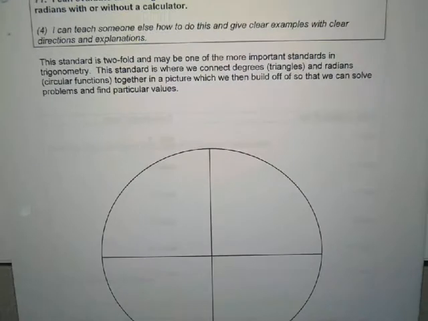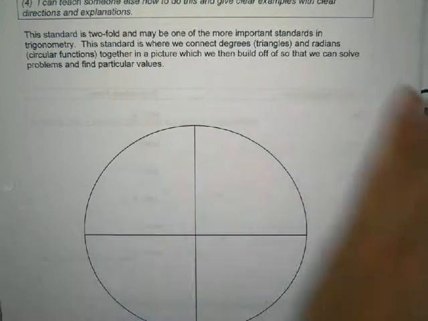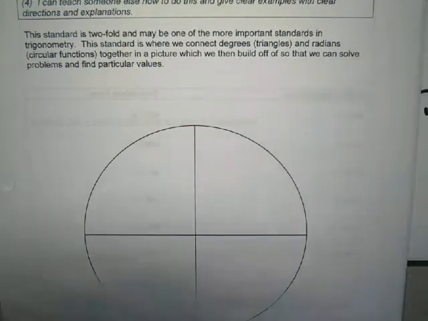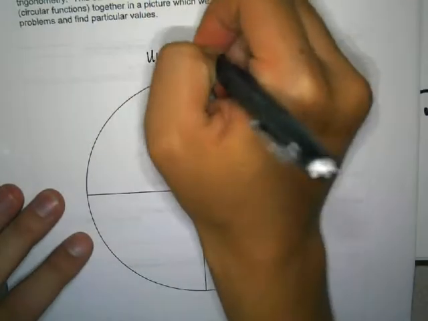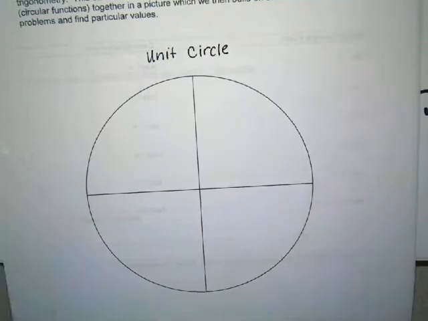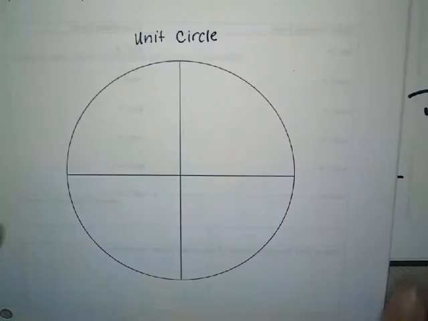It's one of the more important standards. We connect degrees, which come from more triangles and shapes, and radians, which are circular functions, together in a picture, which we then build off of so that we can solve problems and find particular values. Okay, so this is what we would call the unit circle. And I know we've kind of already talked about this, so it's good for us to review it.